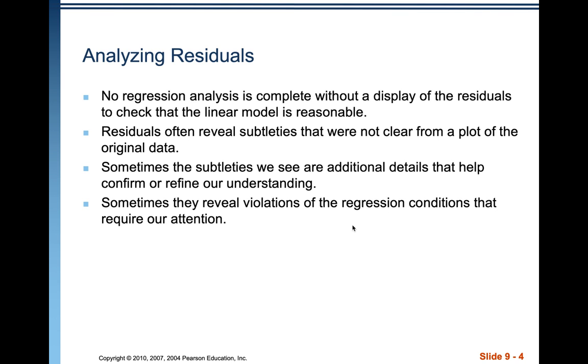Usually we have at least two, something like a histogram and then a scatter plot, which we call a residual plot. They often reveal subtleties like we just saw, and we're going to need additional details when we find those subtleties, and that will help confirm or refine our understanding, perhaps look at a different model. Sometimes they reveal violations of the regression conditions that require our attention.